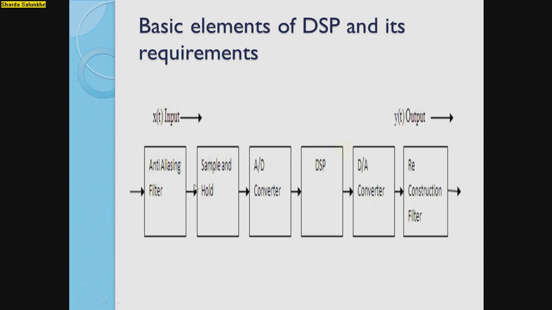So this is the basic block diagram of the DSP. The first block is the anti-aliasing filter, where the X of t input is applied, and this input is fed to the sample and hold circuit where the sampling of the signal will be done. After the samples are available, they will be fed to the A to D converter, that is, the signal will get converted into the digital form. After that it is fed to the DSP processor where the required processing will be done, and after the processing this signal will be given to the D to A converter, and after that the reconstruction, so you will get the Y of t as the output.